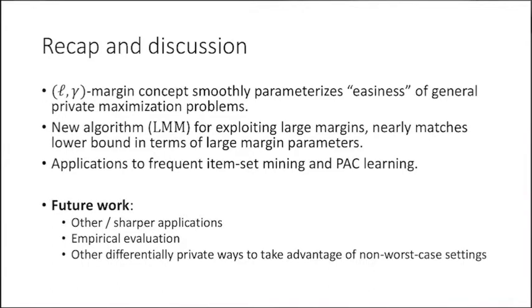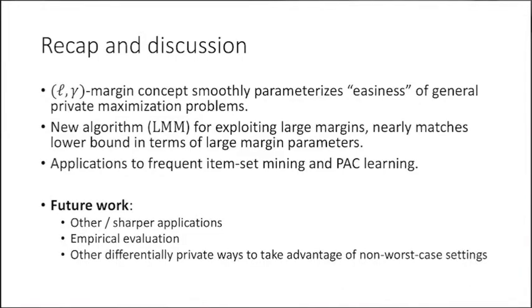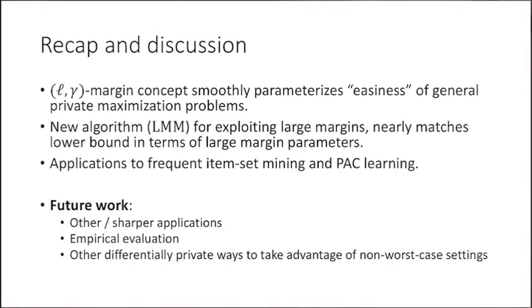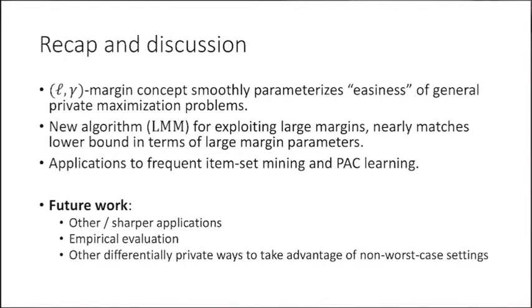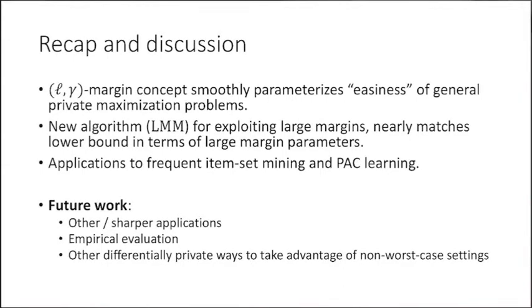I think this kind of problem, parameterizing some kind of easiness of the problem instances, is essential to really make differential privacy more practical, especially in machine learning problems. What we proposed here was a new concept, the large margin concept, that provides a way to smoothly parameterize how easy the particular maximization problem is. And the algorithm we propose is nearly optimal, at least under this parameter, because it closely matches the lower bound.